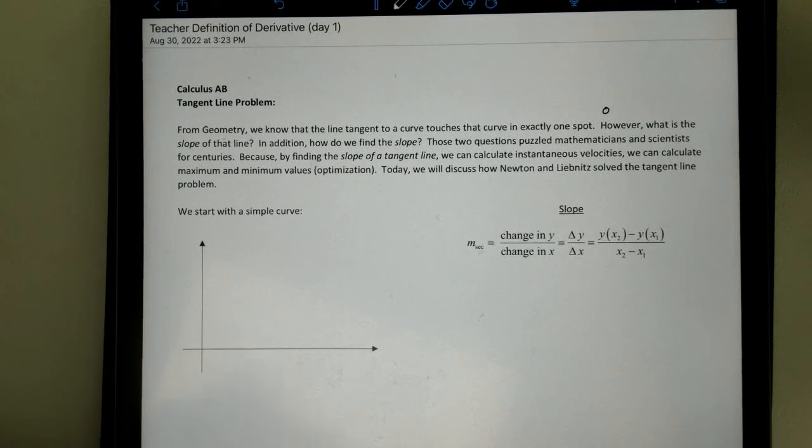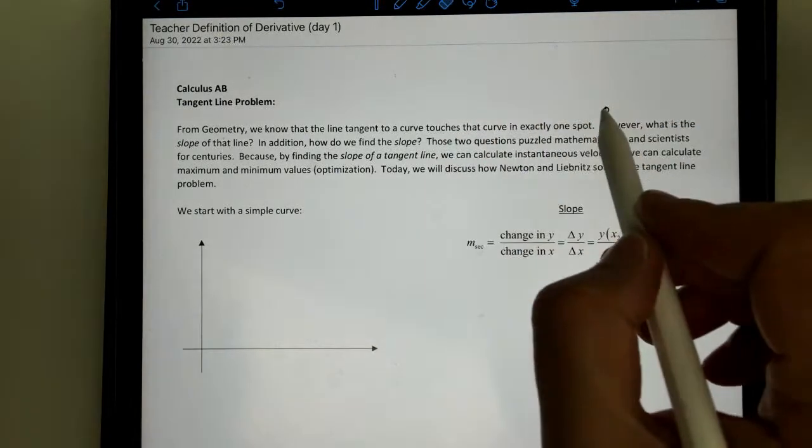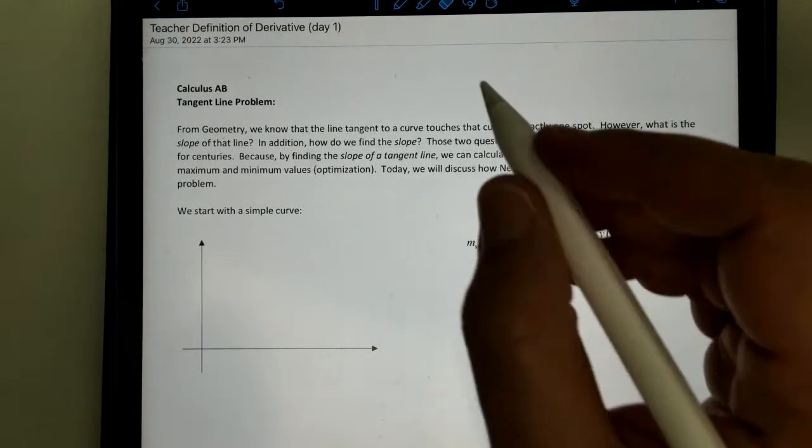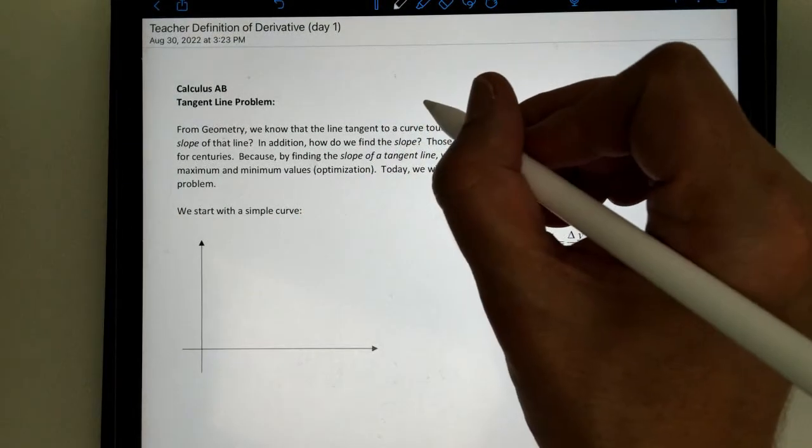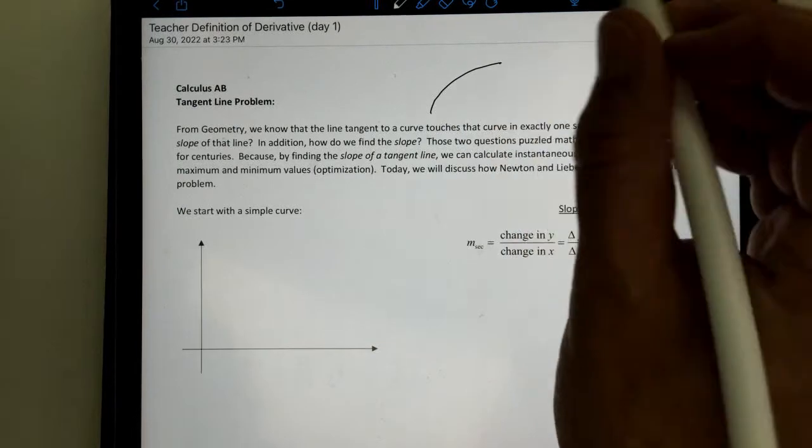Hey, today we're going to be taking a look at the tangent line. Now the tangent line is a really big problem for us in mathematics. We're always trying to find out what is the slope at exactly one spot. So to start this off today, we are going to look at a curve, a simple curve like so.